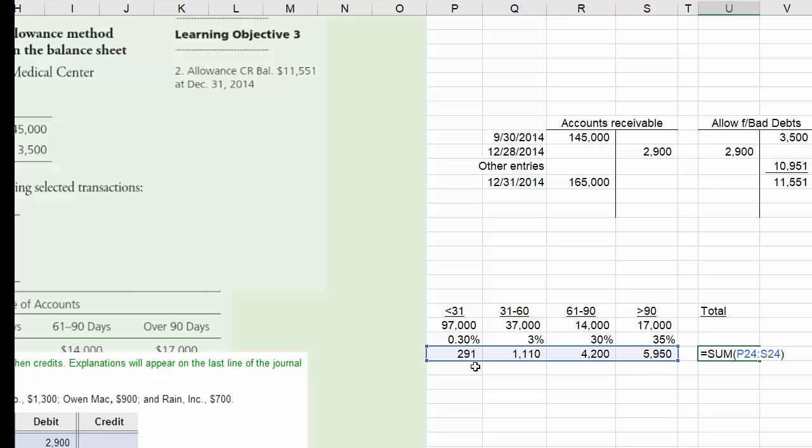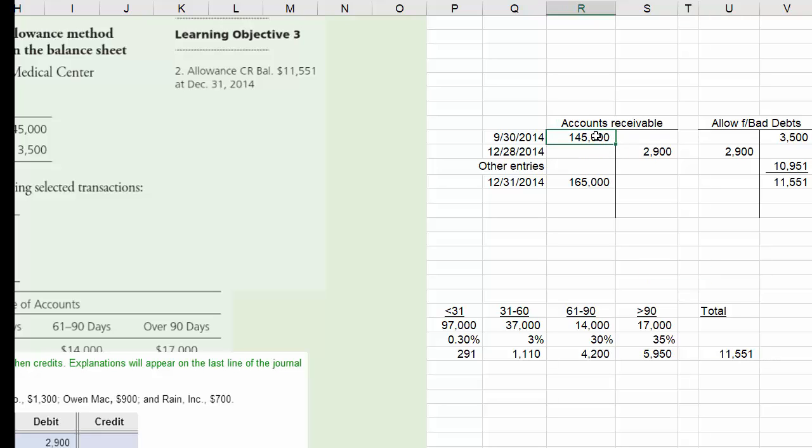Or sum them. What's the total? And what it says is we need an allowance for bad debts sitting on the balance sheet at the end of the period that will be 11,551. So now let's go up to our T accounts.